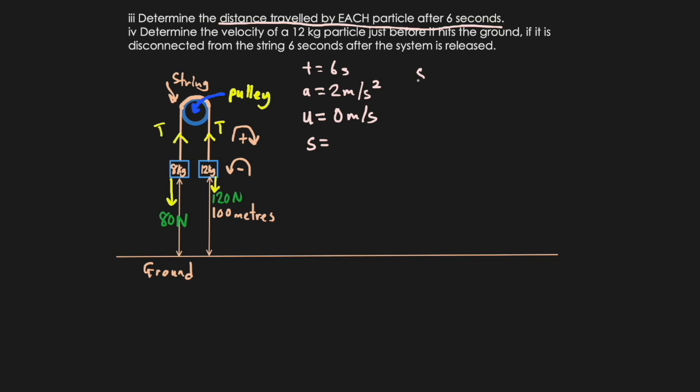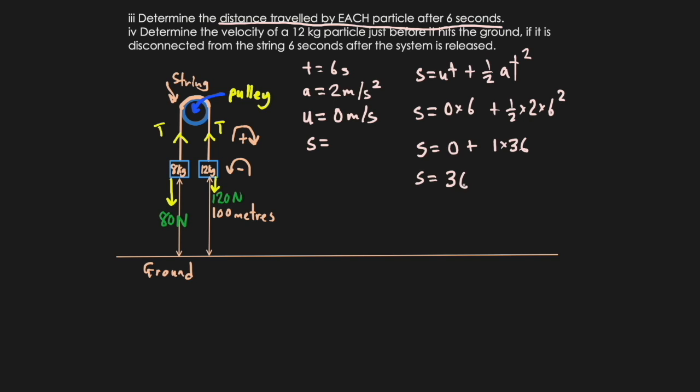So using the formula, s is what we're trying to find, or the distance they travel. So you end up with u is 0, so that's 0 times t, which is 6, plus half times 2 times 6 squared. So s is equal to 0 plus half of 2 is 1, 6 to the power 2 is 36. s is equal to 36 meters. So both of them travel a distance of 36 meters.